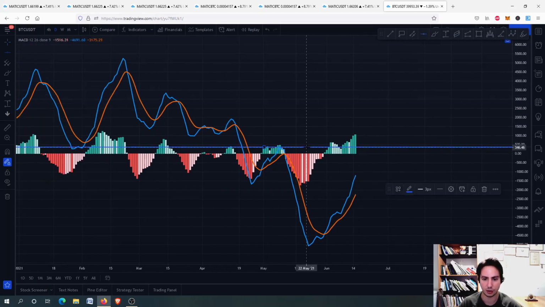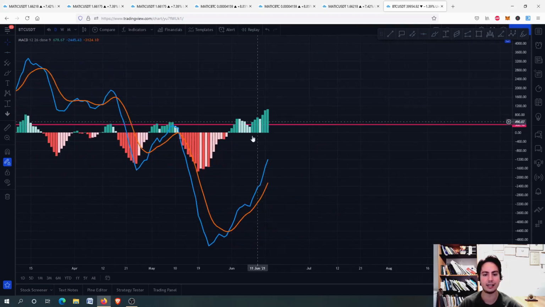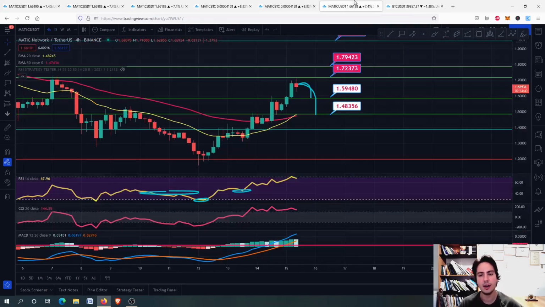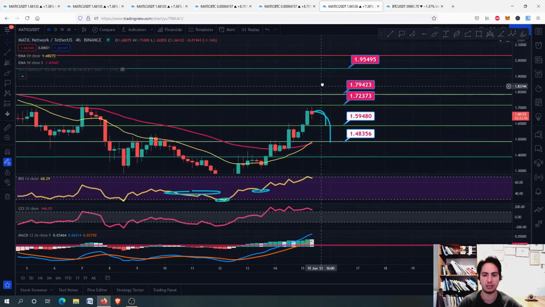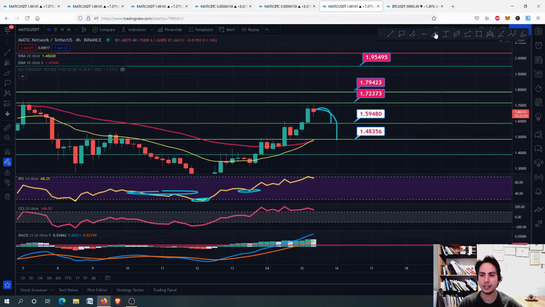Of course, for the MACD on the daily frame, we want to go above this line right here. It would be very, very good. And if we can break this line, we can go to 46,000 Tether USD. Then Polygon, of course, will go even higher than 1.95. For now, these are our next price targets for the short term: 1.79, 1.95.